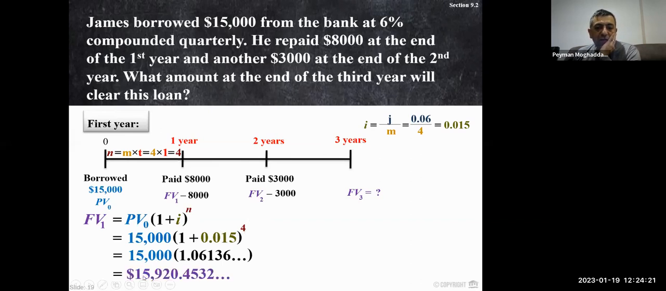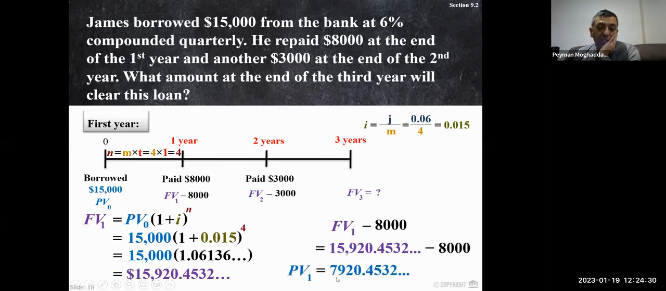And then if you find this is going to be future value of 1, right? So you have to deduct this from 8,000. So 8,000 has to be deducted from this one. So this is going to be present value after 1 year. This is going to be the money which you put in the bank after 1 year to get the interest for the second year.